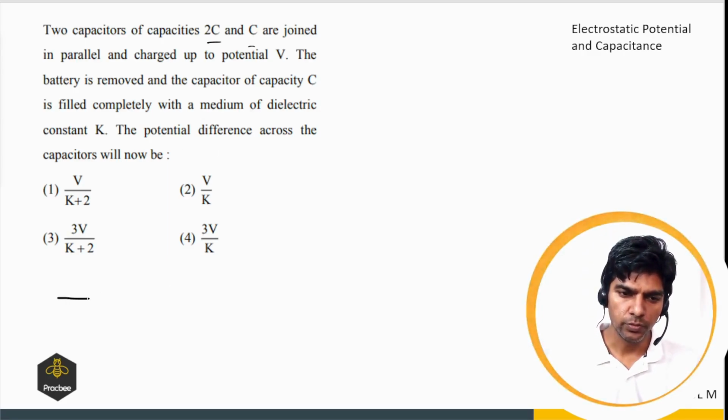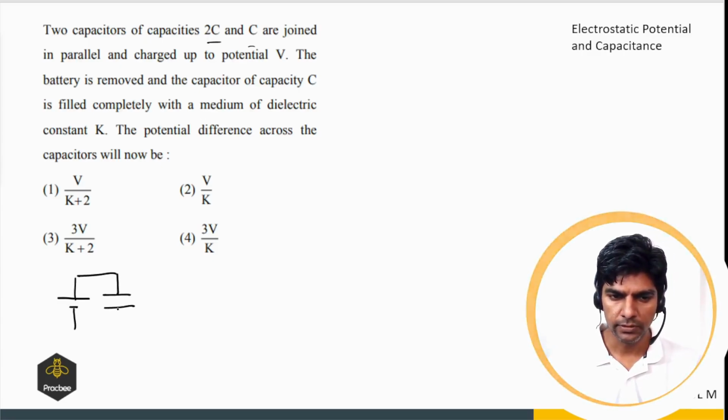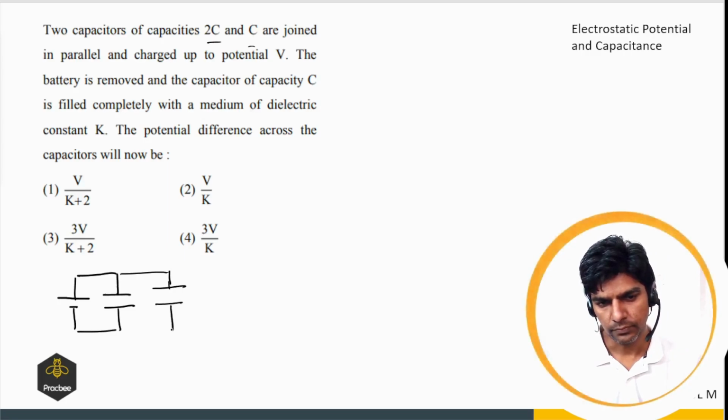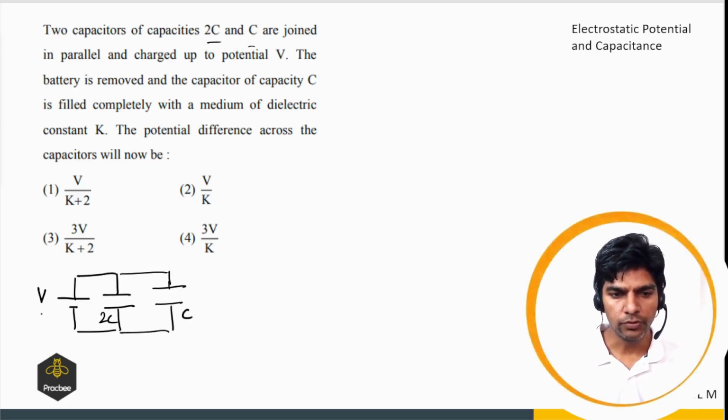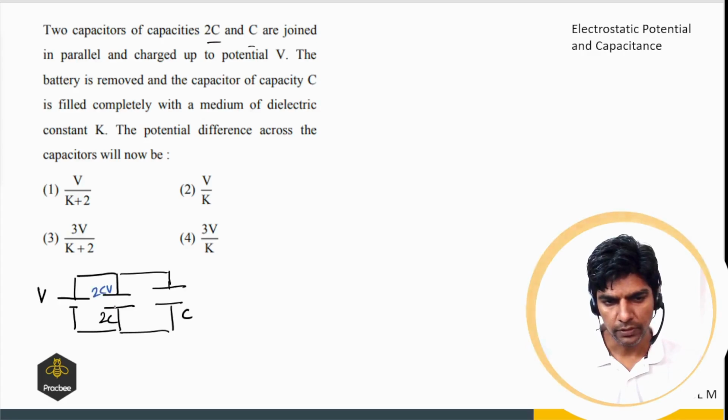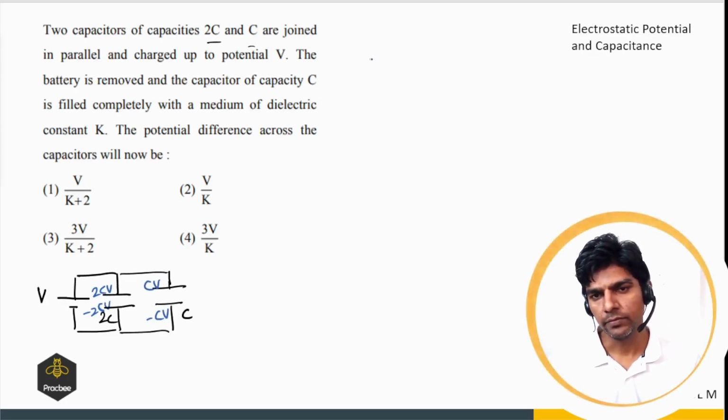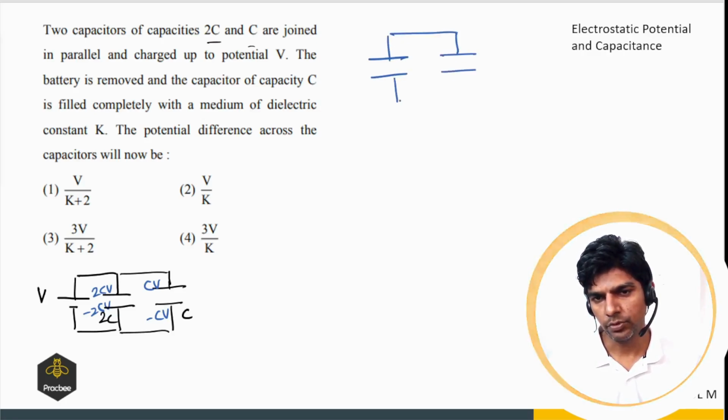Okay, right. So we are charging both the capacitors with the same battery. So this is the circuit diagram. Potential is V, this is 2C and this is C, right? Now due to this battery, the charge on the first capacitor will become 2CV and this will be minus 2CV, and here it will be CV and this will be minus CV. Now we have disconnected the battery. So now we have two capacitors which are charged and they have the same potential.